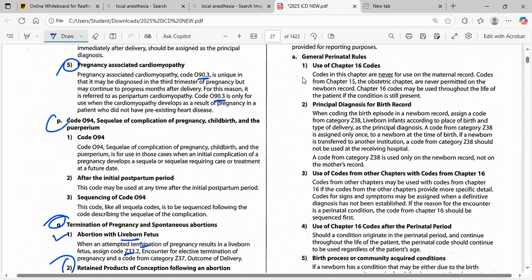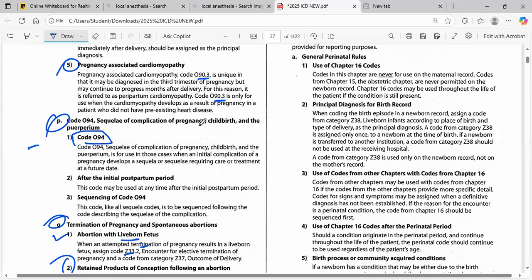Next we have O94, sequela of complication of pregnancy. If there is any complication after the termination of pregnancy, to represent that complication we are going to use the code O94. So our O94 code will represent that this complication is after the delivery or related to the previous pregnancy.